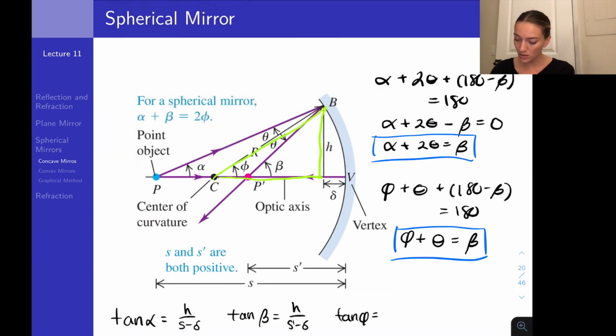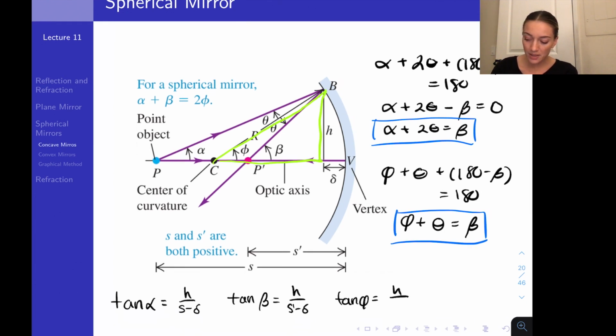So in this triangle, the opposite side is H, and phi here was the angle that was made from the line that was perpendicular to where our rays met our mirror. If you think back to geometry, if you have a line that's meeting a circle at its tangent and it's perpendicular, it passes through the center of the circle. So the distance here is just one radius, since it's passing right through the center of curvature.